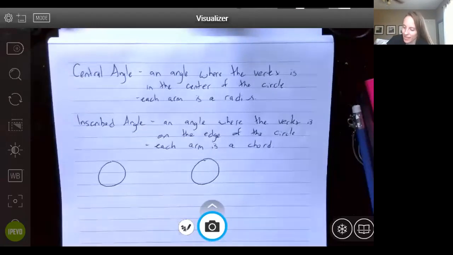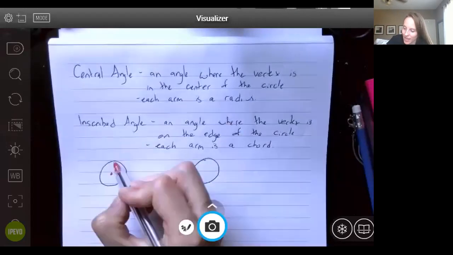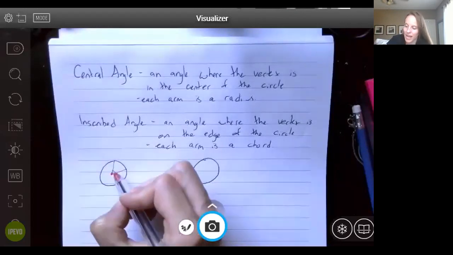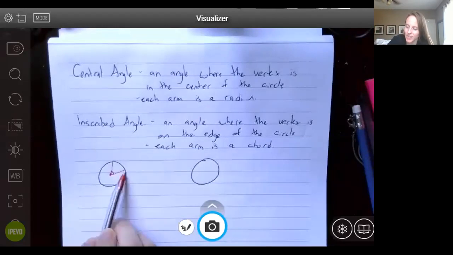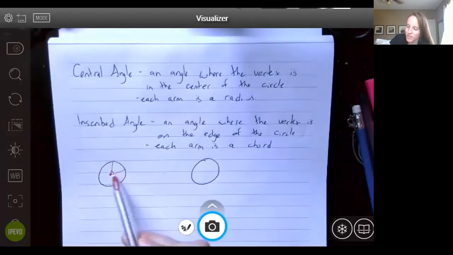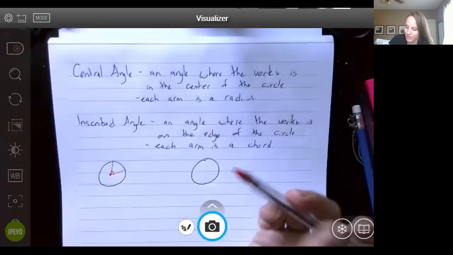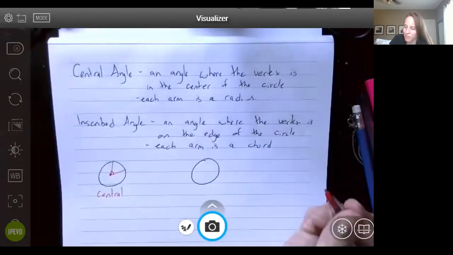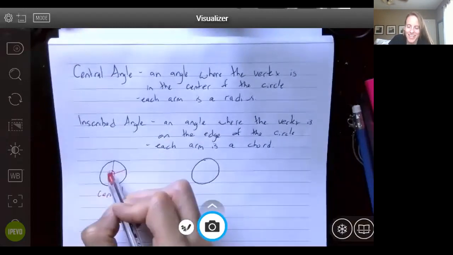So what that would look like is, if this is the center of our circle, the central angle would have the point of the angle, so the vertex in the center, and then each of these arms goes from the center to the edge of the circle. So each of those arms is a radius. So that is what a central angle would look like. And by the way, this side could also be a central angle as well.